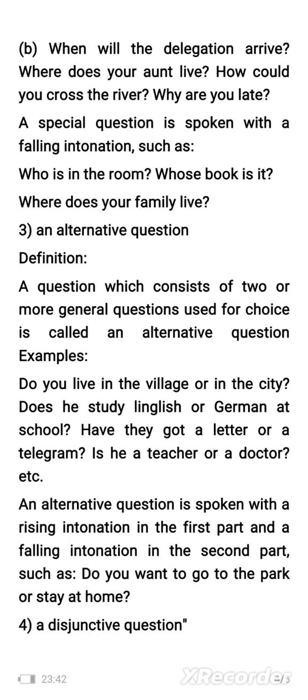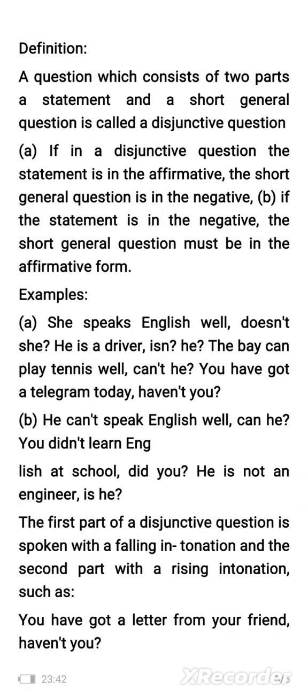And disjunctive questions. A question which consists of two parts, a statement and a short general question, is called a disjunctive question. If in a disjunctive question the statement is in the affirmative, the short general question is in the negative. For example, she speaks English well, doesn't she? He's a driver, isn't he? The boy can play tennis well, can't he? You have got a telegram today, haven't you?